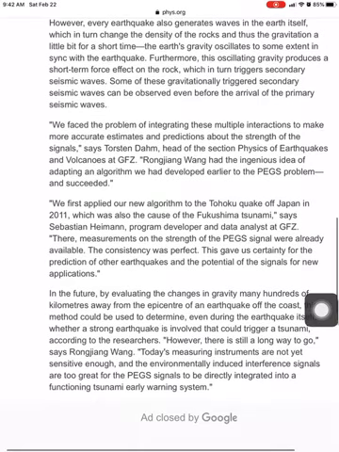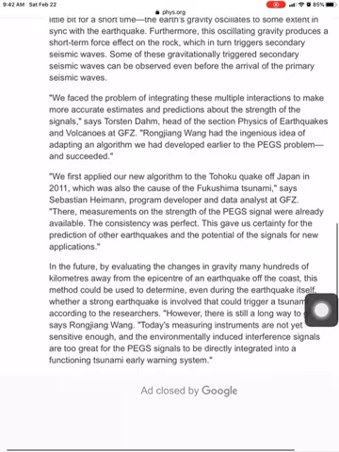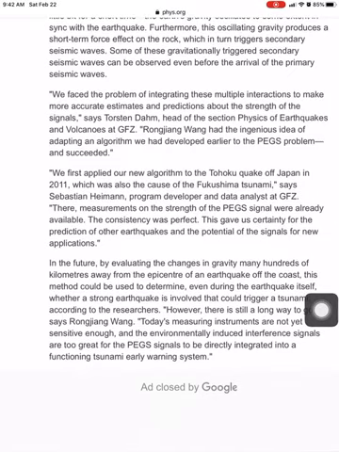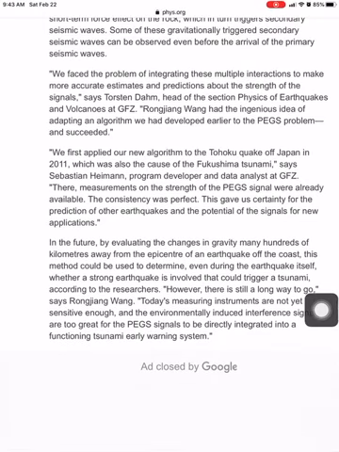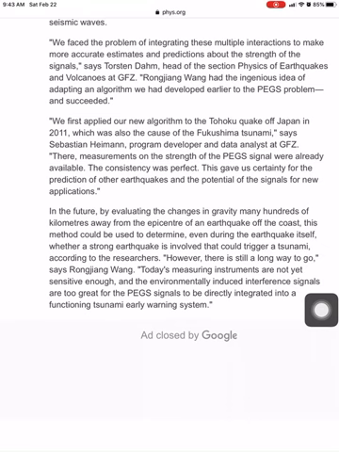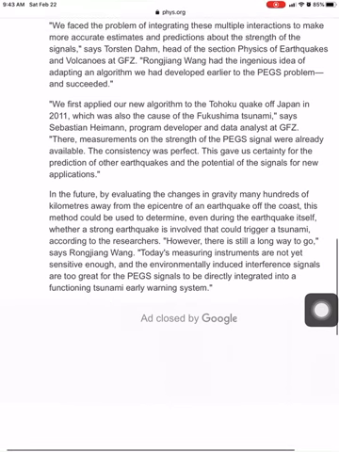We face the problem of integrating these multiple interactions to make more accurate estimates and predictions about the strength of the signals, says Torsten Dahm, head of the section Physics of Earthquakes and Volcanoes at GFZ. Rongyang Wang had the ingenious idea of adapting an algorithm we had developed earlier to the PEGS problem and succeeded. We first applied our new algorithm to the Tohoku quake off Japan in 2011, which was also the cause of the Fukushima tsunami, says Sebastian Heimann, program developer and data analyst at GFZ.